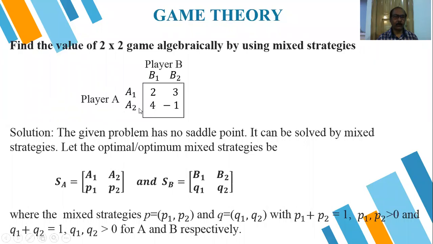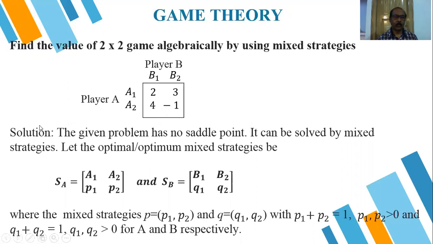That means if A is choosing the strategy or course of action A2 and B also choosing the course of action B2, then A has to pay 1 unit. So from whatever we learned in the last lecture, with the help of that we try to solve this 2 cross 2 mixed strategy problem.